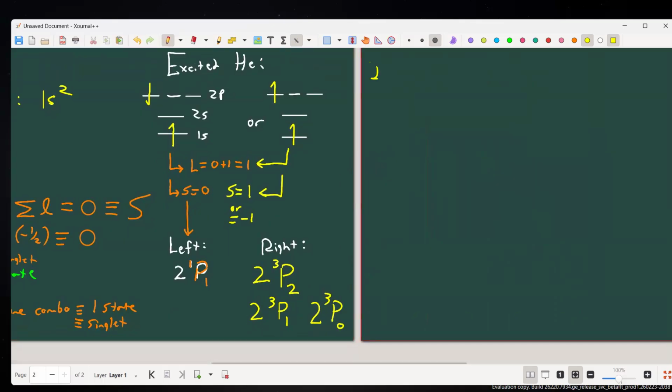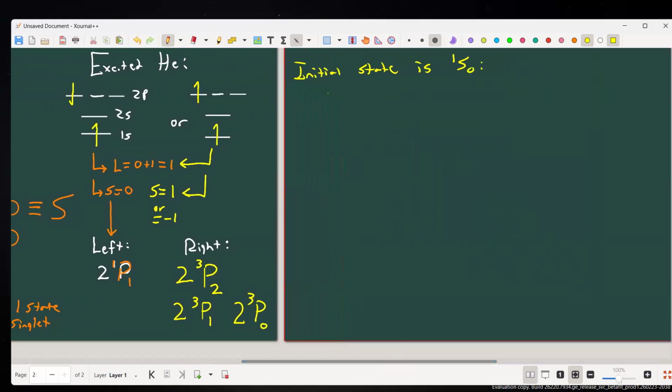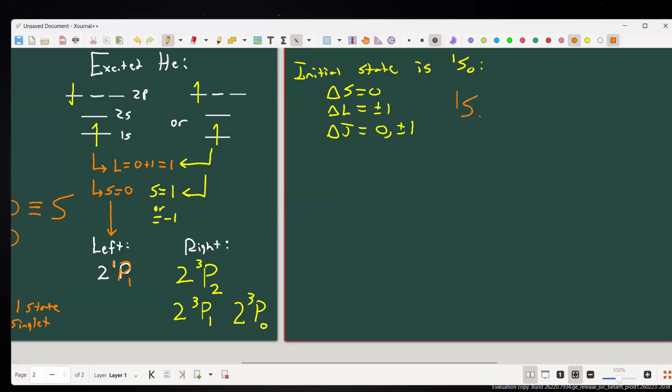Right, so for instance, if our initial state is 1S0, right? What are our selection rules? Well, delta S can be 0. Delta L can be plus or minus 1. And by definition, delta J can be 0 or plus or minus 1. So if we're at S equals 0, if we're at the singlet S0 state, there's only a selection of states that we can actually excite to with light, only with light in this case.